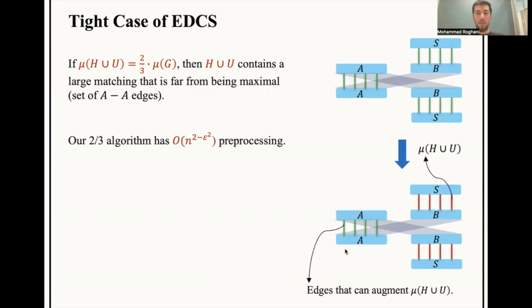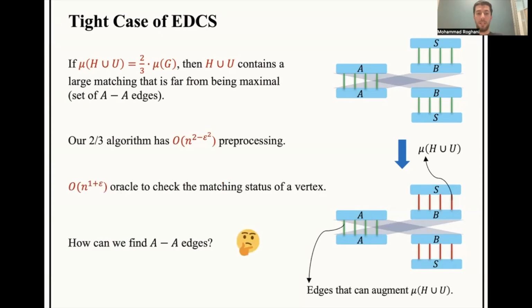Also note that our 2/3 algorithm has slightly sublinear preprocessing for sampling edges, and we have access to an oracle to check the matching status of a vertex. So we can check if it's an A vertex or a B vertex in O of n to 1 plus epsilon time, because B vertices are matched to S vertices and A vertices are unmatched. So using these tools, how can we find those AA edges? This is all we need to beat 2/3.